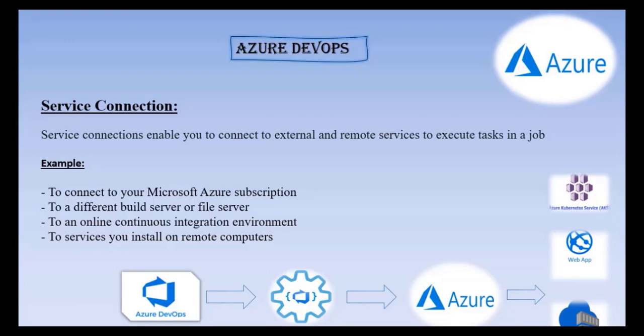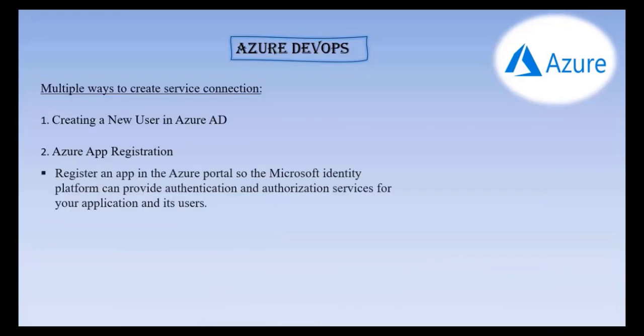So we'll see further, there are multiple ways of creating a service connection. We'll see two ways. In the first way, I'll be creating a user and using Azure AD, and we'll set up a service connection. The second, we'll start with creating an app registration. We'll register our app and we'll make use of Microsoft Identity Platform, which can provide authentication and authorization to our application and the users on it. Okay, so let's see the second method first. We'll create an Azure app registration, and we'll create a service connection based on that.